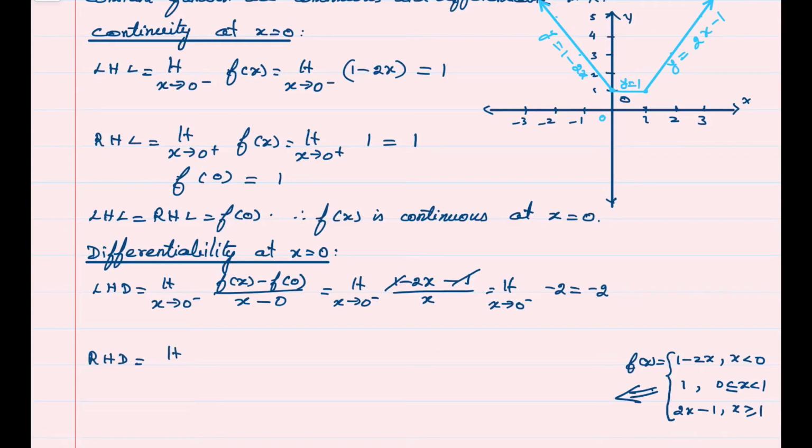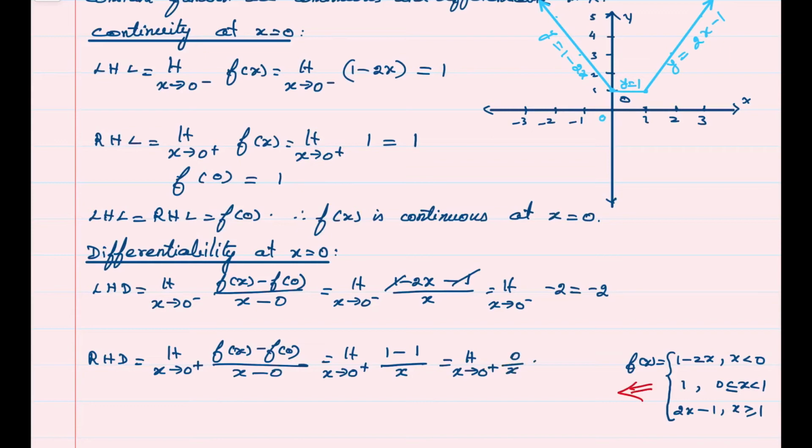RHD is limit extending to 0 plus f of x minus f of 0 divided by x minus 0. Limit extending to 0 plus. For 0 plus, we have to use greater than 0 definition, which is 1, minus f of 0. F of 0 is also 1 divided by x. Limit extending to 0 plus 0 divided by any number becomes 0. The answer is 0. LHD is not equal to RHD. Therefore, f of x is not differentiable at x equal to 0.